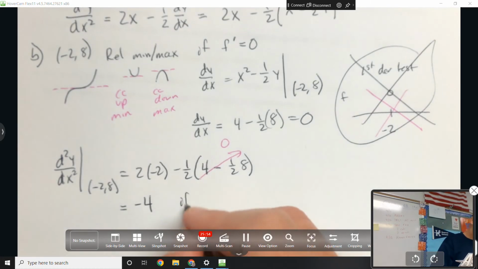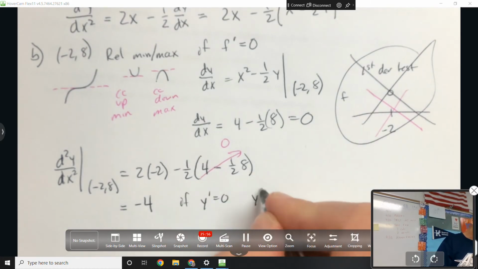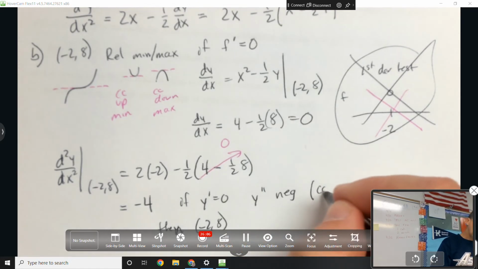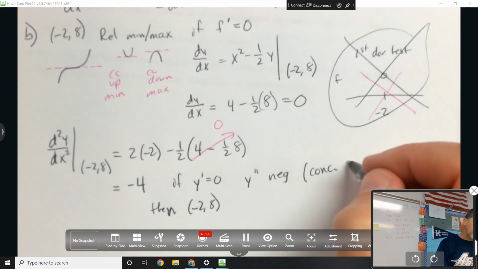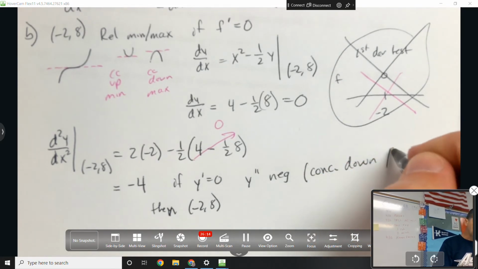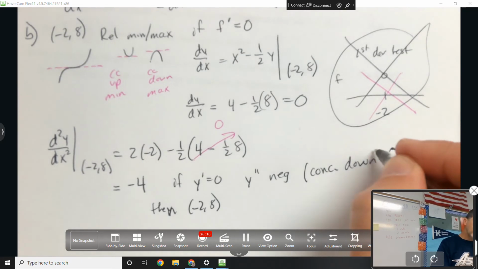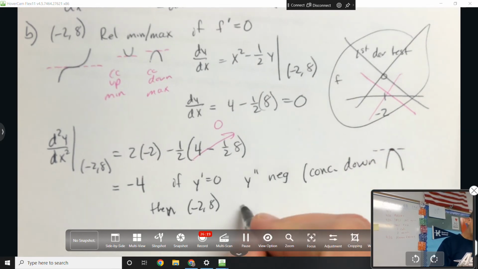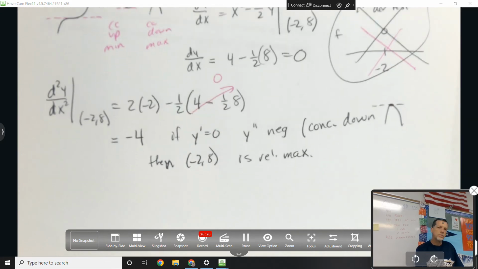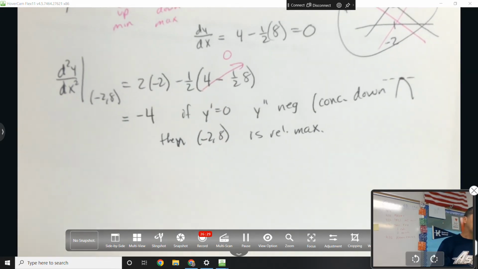So if y prime equals 0, y double prime is negative. That means negative 2, 8. So let me see. Second derivative negative means concave down. I mean, you don't have to write all this out, but this is sort of me convincing myself here. Concave down at a flat spot, we've got a relative max, based on the second derivative test.